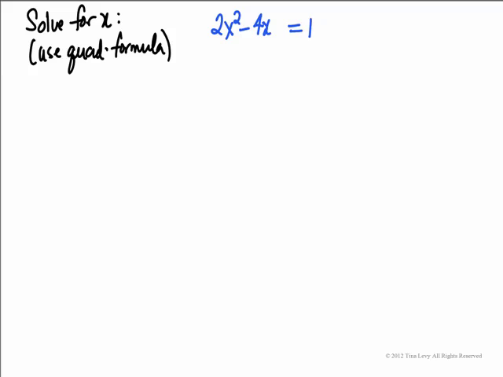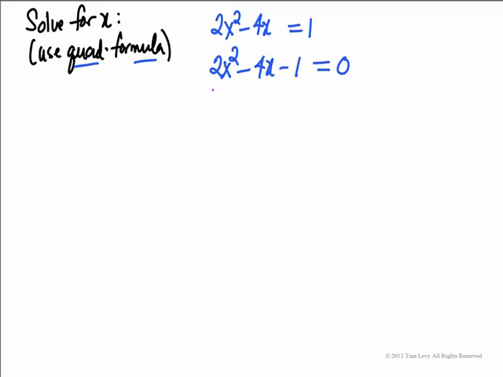Our first example, let's say we want to solve for x, 2x squared minus 4x equals 1. And I want you to use the quadratic formula. The first thing that you have to be aware of, unlike the complete the square, where we like to have a number on the other side of the equal sign, for the quadratic formula you must have 0 on one side. So we have to write this 2x squared minus 4x minus 1 is 0.